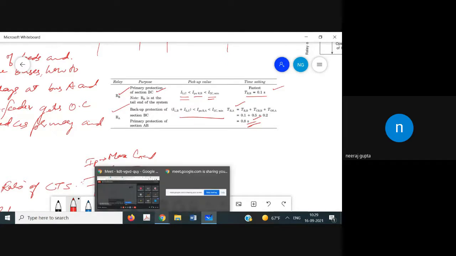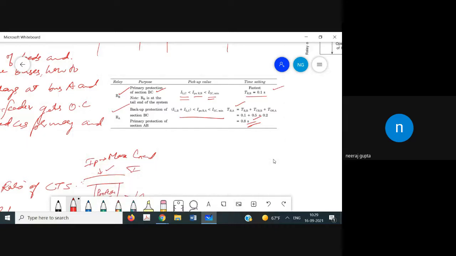Now one more point is that the setting process has to be started from the relay at the tail end. This is because this relay does not have to coordinate with any other relay, and it is not constrained by any selectivity issues. All the upstream relays are tied up with the downstream relays.